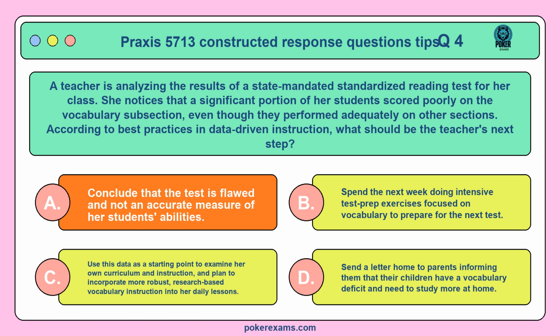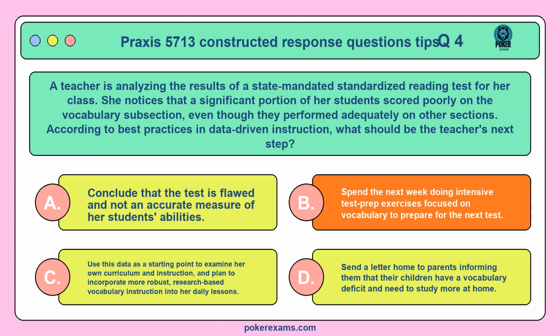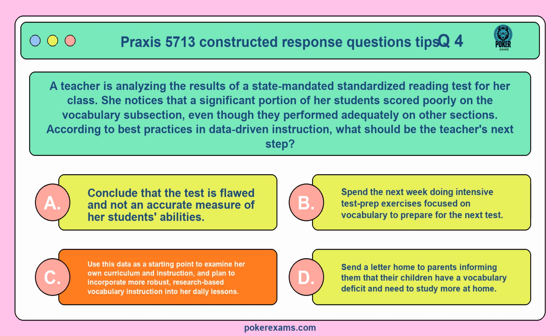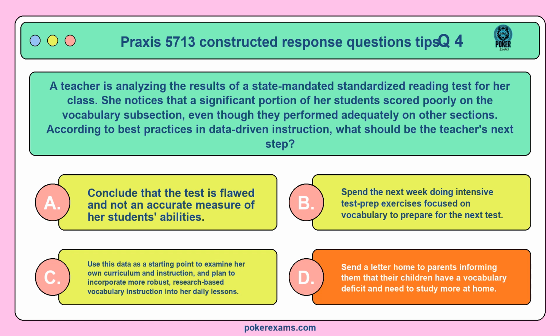Option A. Conclude that the test is flawed and not an accurate measure of her students' abilities. B. Spend the next week doing intensive test prep exercises focused on vocabulary to prepare for the next test. C. Use this data as a starting point to examine her own curriculum and instruction, and plan to incorporate more robust, research-based vocabulary instruction into her daily lessons. Or D. Send a letter home to parents informing them that their children have a vocabulary deficit and need to study more at home.